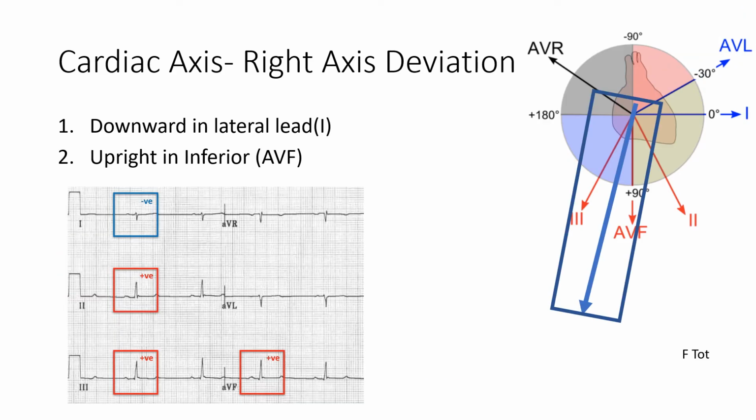Another type of deviation is right axis deviation. This is where we're no longer moving leftward with our total force. So the net sum force is downward and to the right. In this case, we're going to be upside down in our lateral leads, such as 1 and AVL, and we're going to be right side up in our inferior leads because the net force is still moving downward.